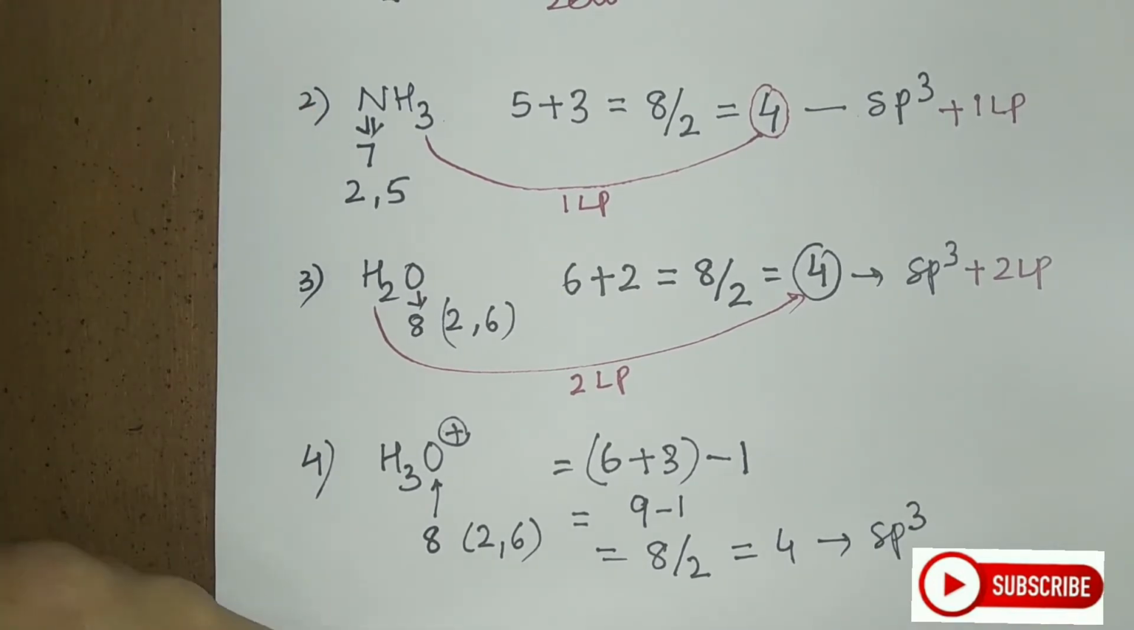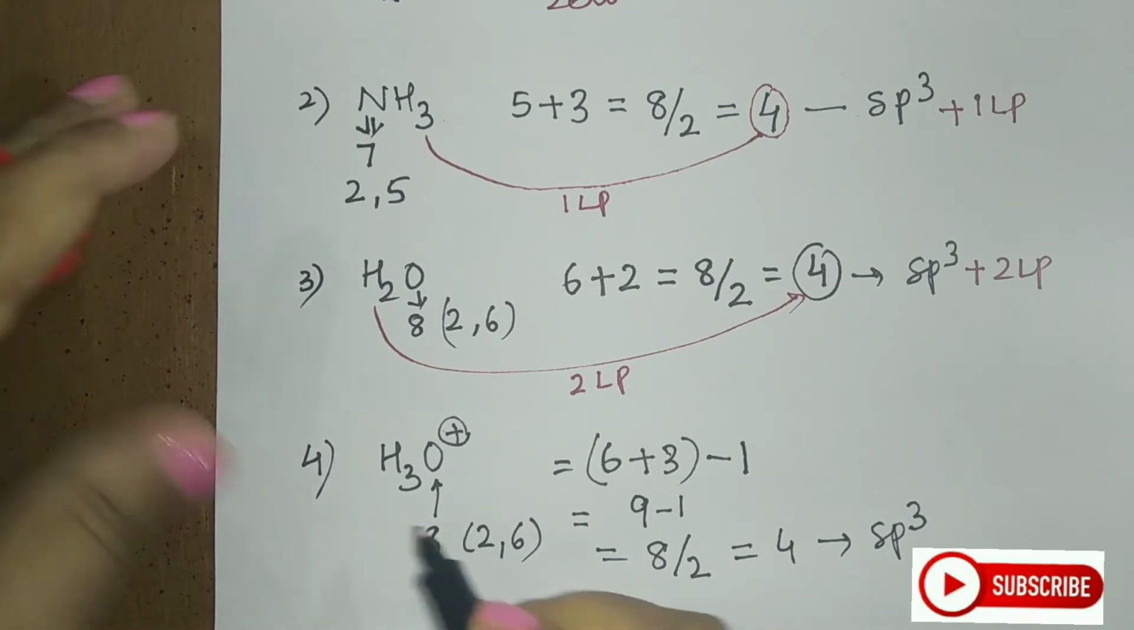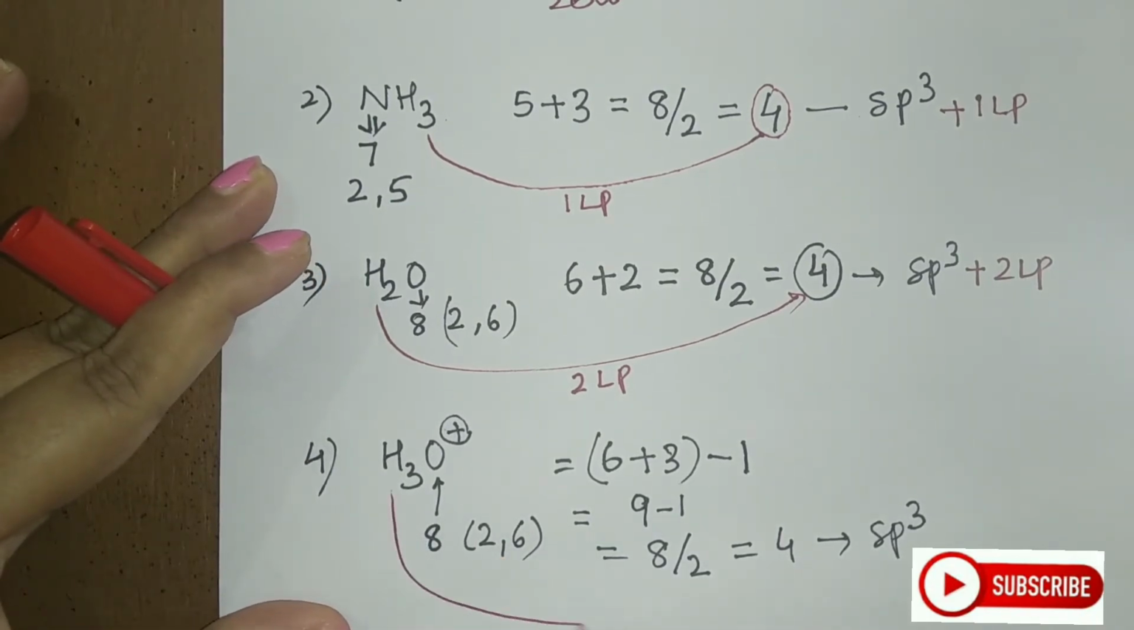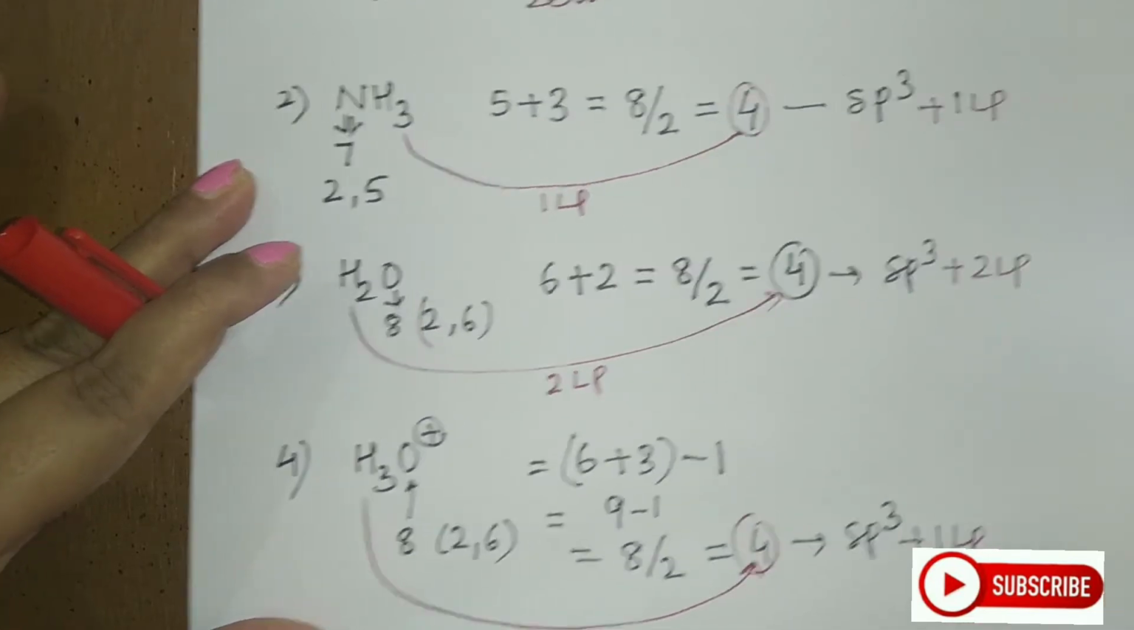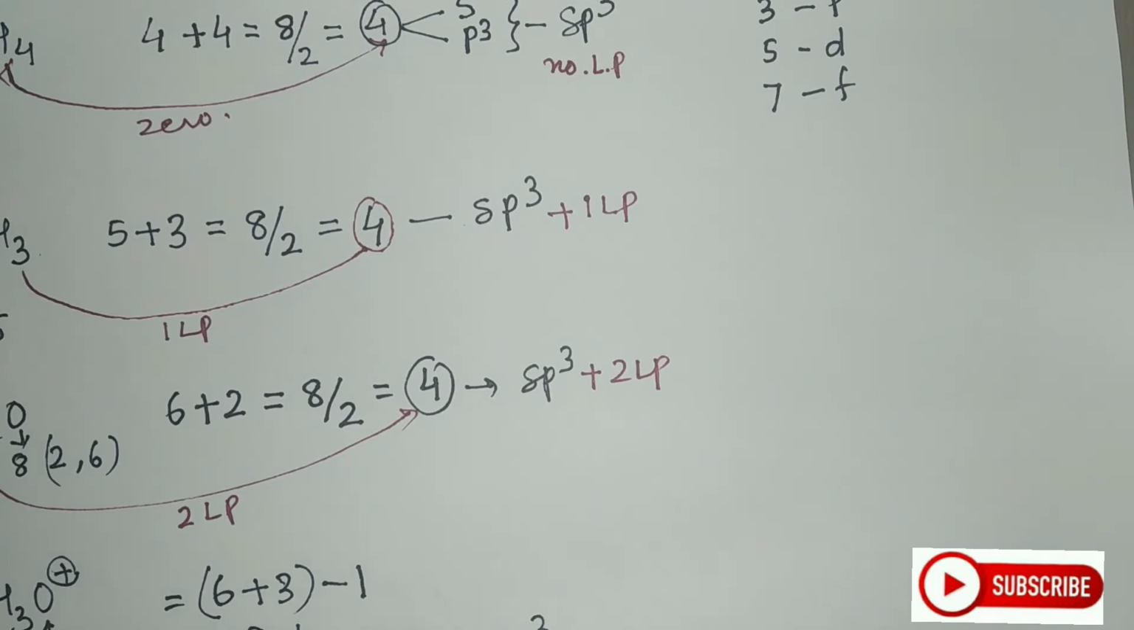Let us check whether there are some lone pairs. For that, this is 3 and the number you got here is 4, means there is 1 lone pair. So this will have 1 lone pair. Let us try a few more examples.